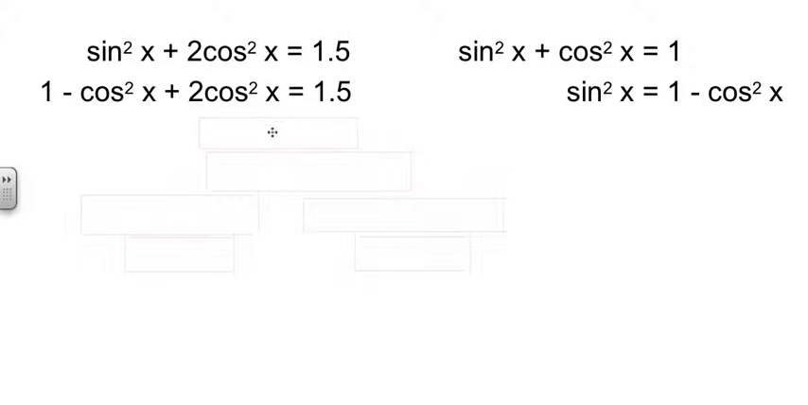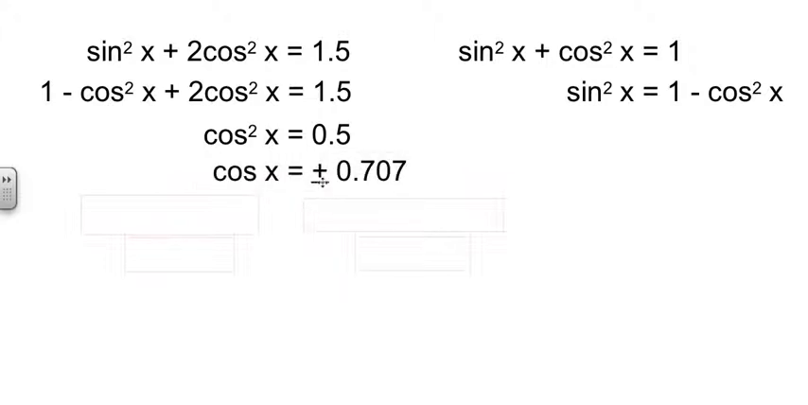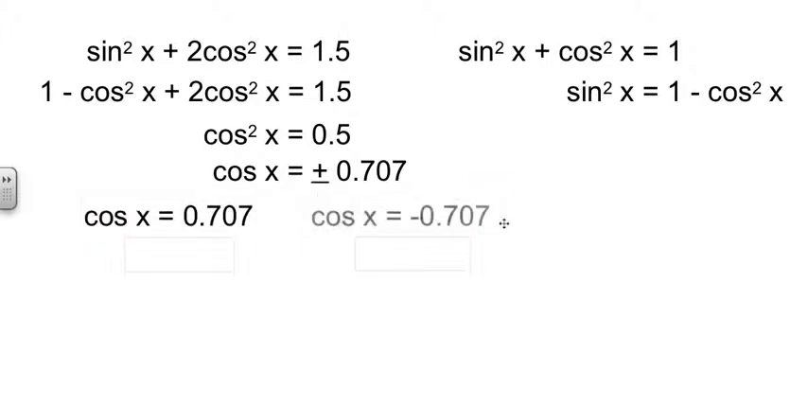Okay. I'm going to do a little bit of cleanup work. Negative cosine squared plus 2 cosine squared gives me positive cosine squared. And if I subtract the 1, I get 0.5. When I take the square root, I get two possibilities, a positive and a negative. So I need to consider both options. If I inverse cosine 0.707, I get 45. If I inverse cosine negative 0.707, it gives me 135.